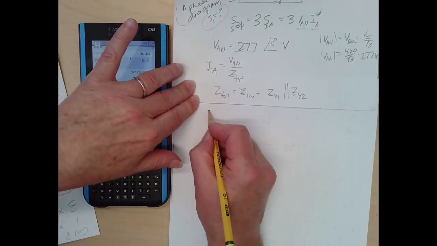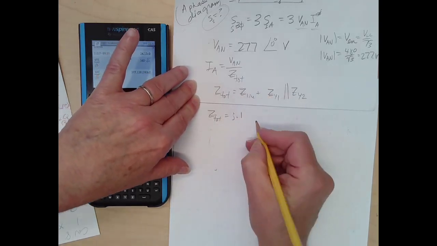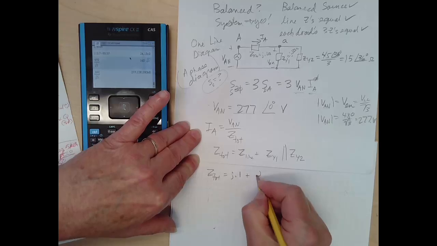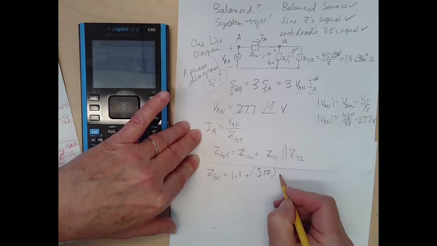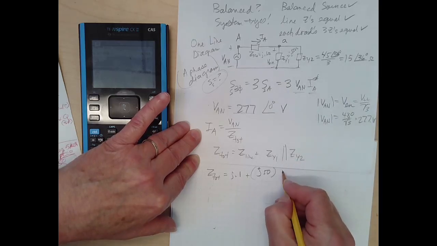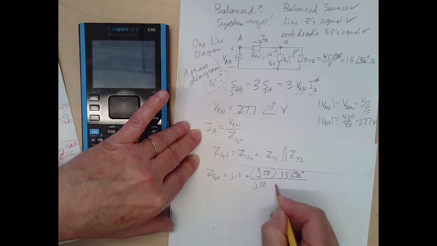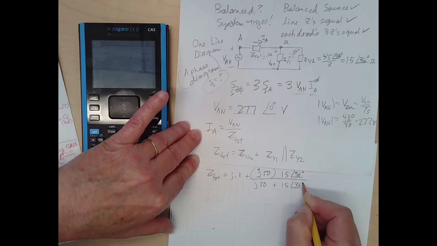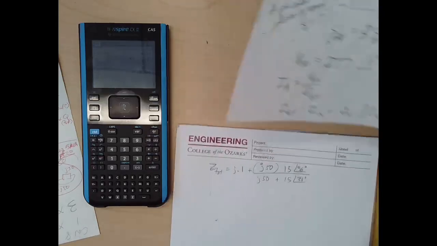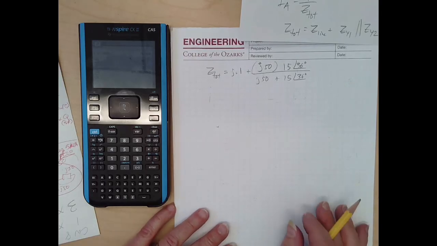Okay, we'll continue on. Z total: Z line was J0.1, and ZY1 is J50 in parallel with ZY2, which was 15 at angle 36 degrees. So I'm going to multiply on top and add on the bottom: 15 at angle 36 degrees divided by J50 plus 15 at angle 36 degrees. Just pulling from the picture here. Okay, some fun complex math.